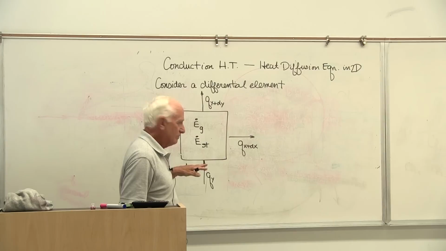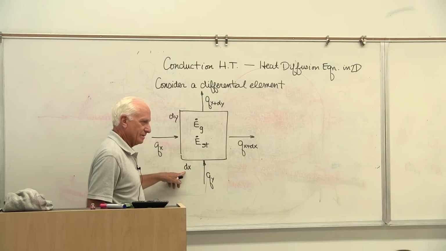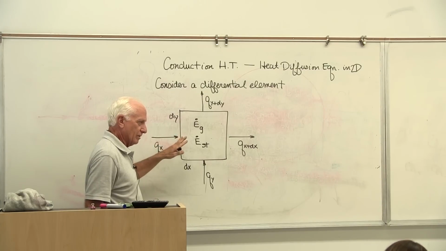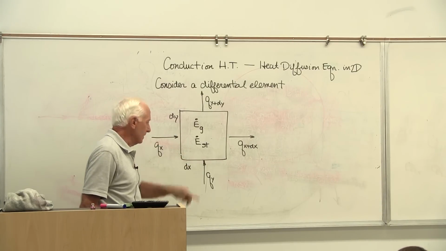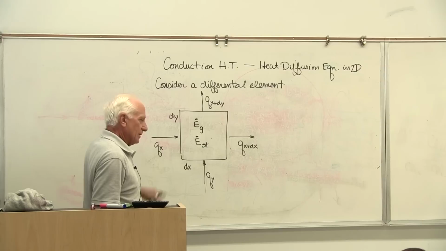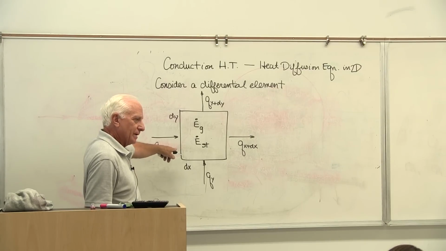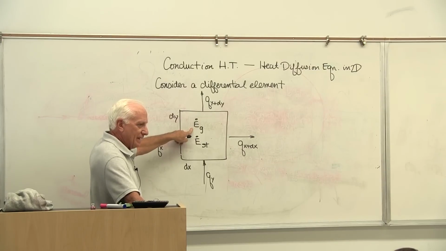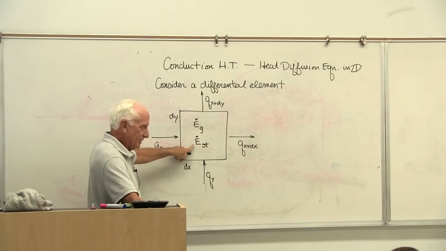A differential element means it's dx by dy. It's going to be 2D. We're going to ignore the z right now. So here's our little control volume. It's a differential element. E dot G is the energy generated internally. E dot storage is the change in stored energy.